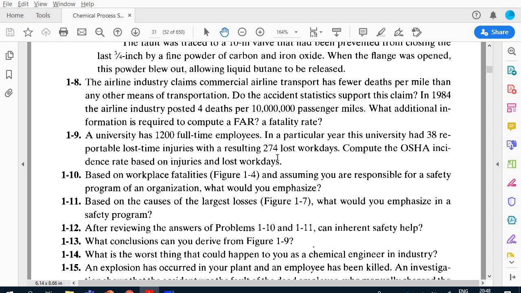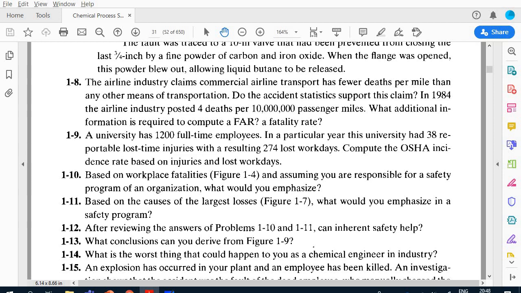Okay, so let's go to the next step. So we do have the problem 1.8. The airline industry claims commercial airline transport has fewer deaths per mile than any other means of transportation. Really? So they're claiming that they're better than the others. Okay. Do the accident statistics support this claim? Well, let us see. In 1984, the airline industry posted 4 deaths per 10 million passenger miles. Beautiful. Is this good or not? We're not sure yet. What additional information is required to compute a FAR, a fatality rate?